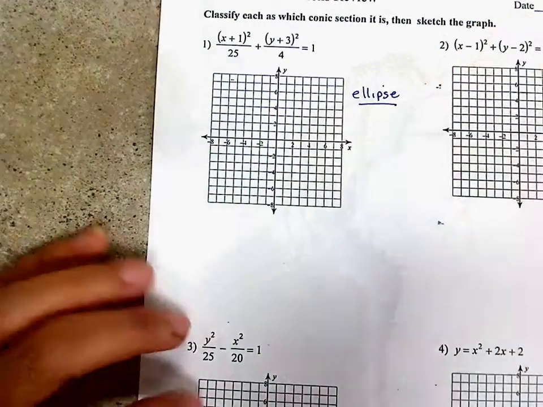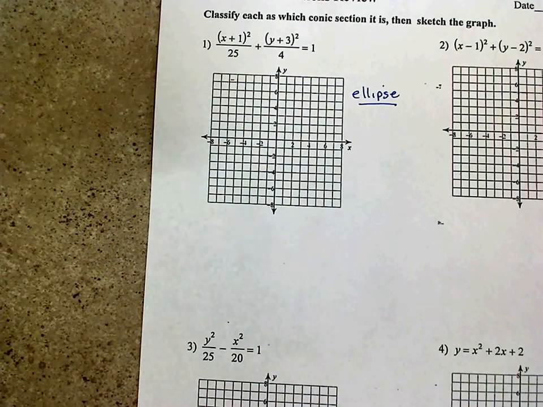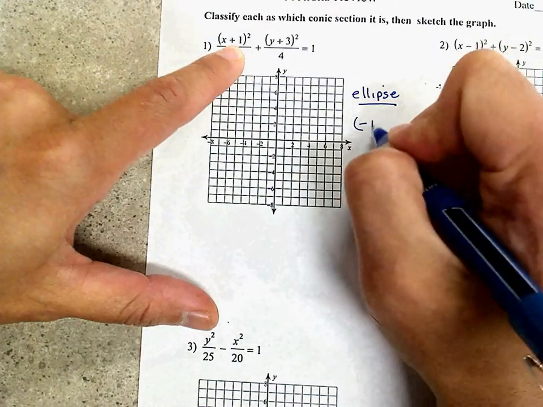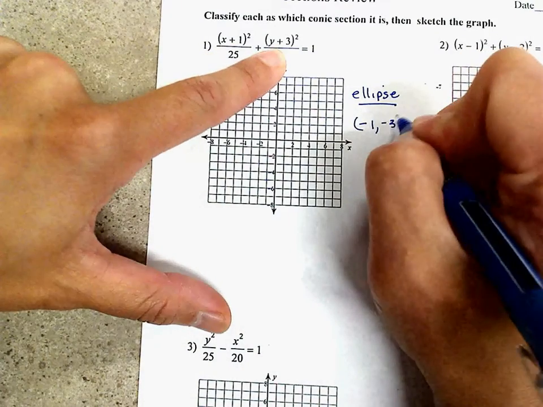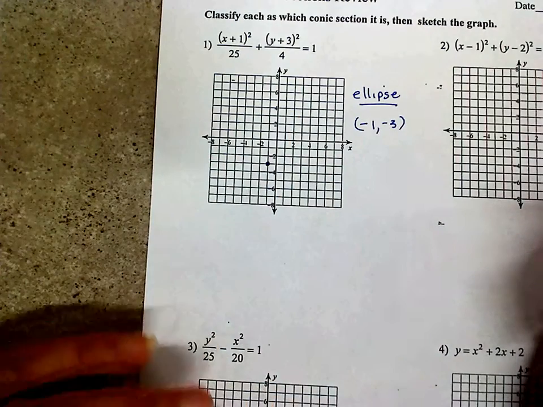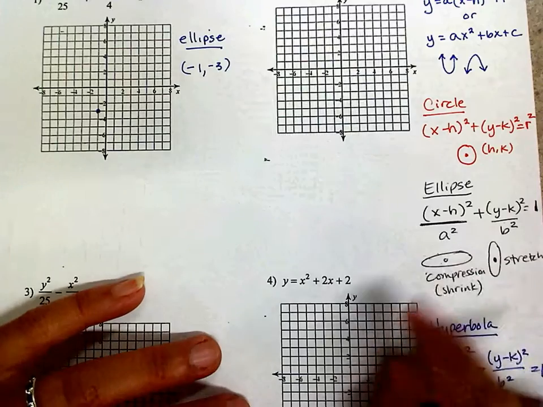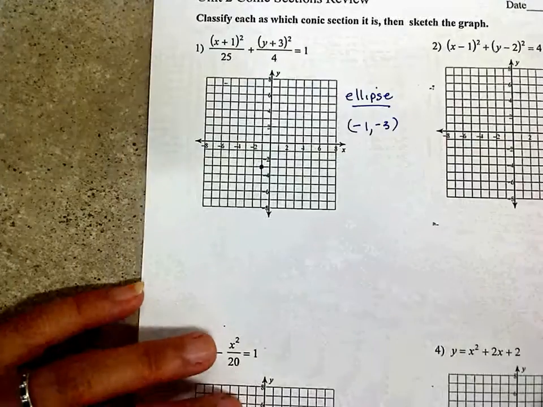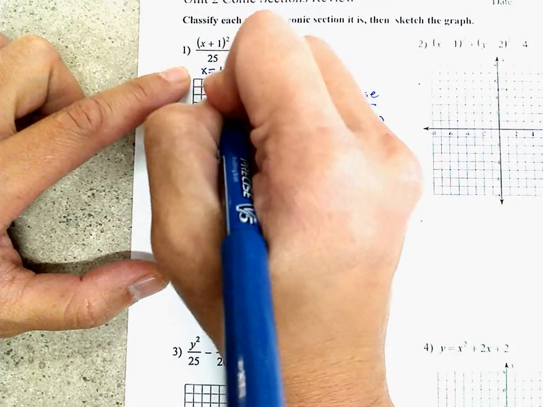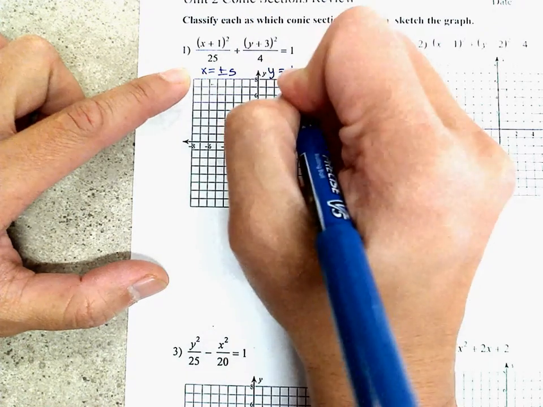Okay, so this is what your ellipse is going to look like. Your center, x value is -1, y is -3. So go to -1, -3. Okay, and you all know what your ellipse looks like. It looks like this. Some people call it an oval. Look under your x. This one is plus or minus 5, and your y is plus or minus 2.